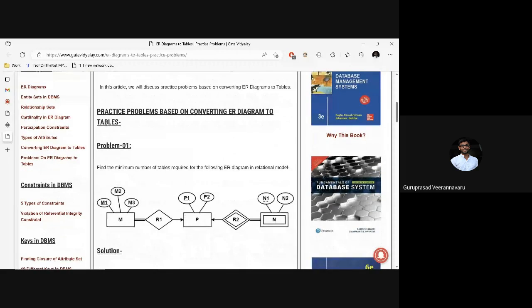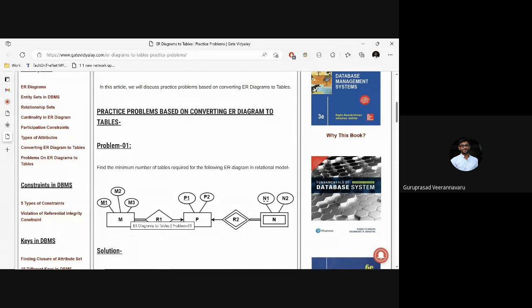So this is an example. What will be the answer here? We will need P. P will have P1 and P2. Let's say M is also a strong entity. M we'll need with M1, M2, and M3. But M has a total participation on P. So then in all the M's, P will always be there. And on this side, N has a total participation on P again. So N also will have P in its table. So I think we should be able to do it with three tables.